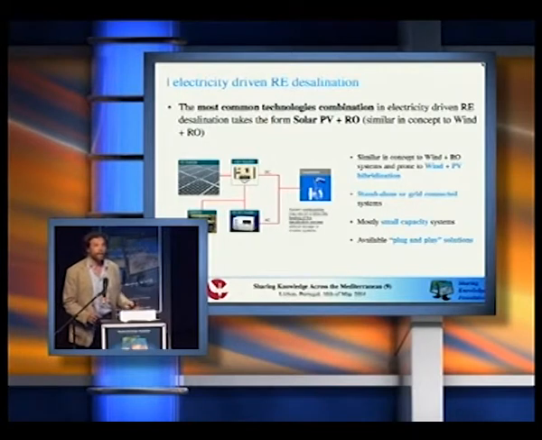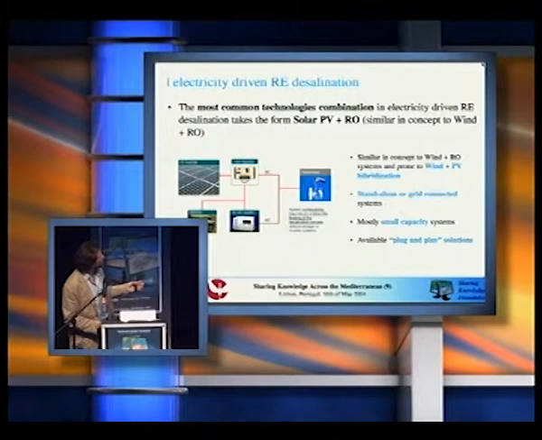So let's take electricity-driven renewable energy desalination, and taking the most common technologies combination, which takes the form of solar photovoltaic and reverse osmosis, we can see here the basic scheme of such a system. So we will have a group of photovoltaic modules connected to a load regulator, which can be connected to a DC-AC inverter and to a group of batteries, providing either DC or AC current to feed a desalination process, which normally is a reverse osmosis system.